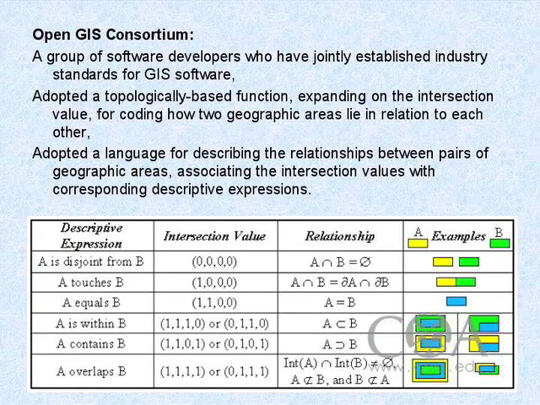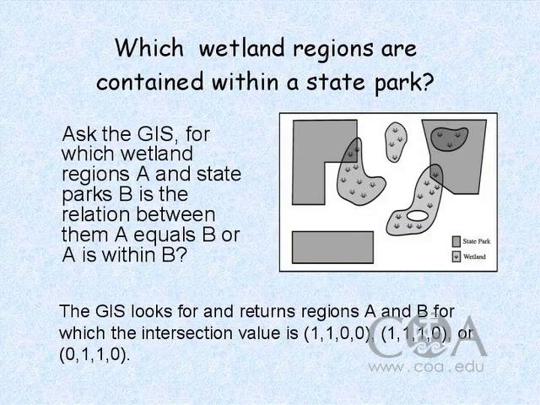In a GIS, if you say A is disjoint from B, it means we have this intersection value, and it means that the two sets don't intersect. If you say A touches B, it means we have this intersection value, and the two sets intersect where the boundaries intersect, and so on. So this is language used in the GIS that's associated with these codes that tells us about these relations between the sets.